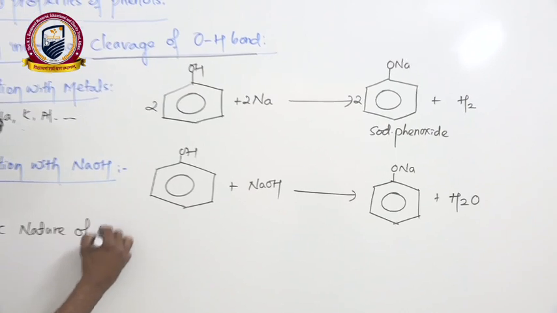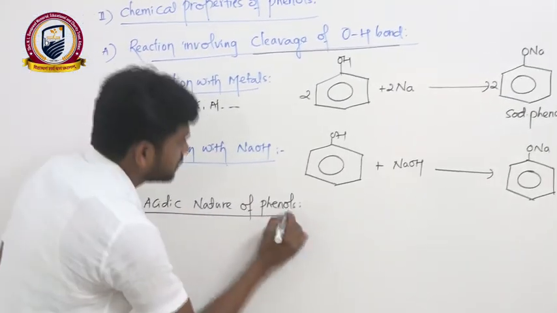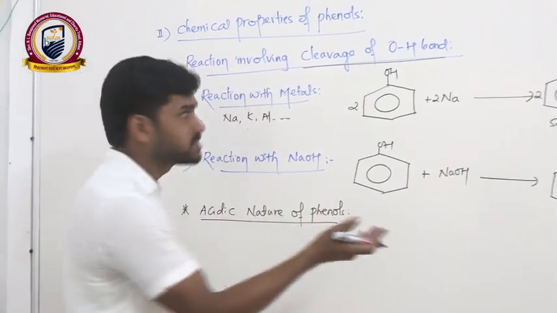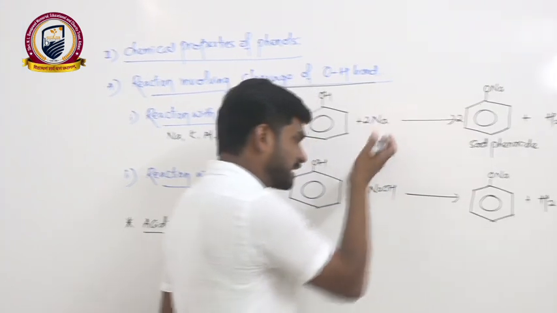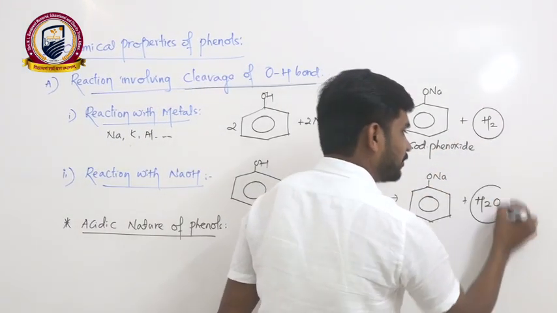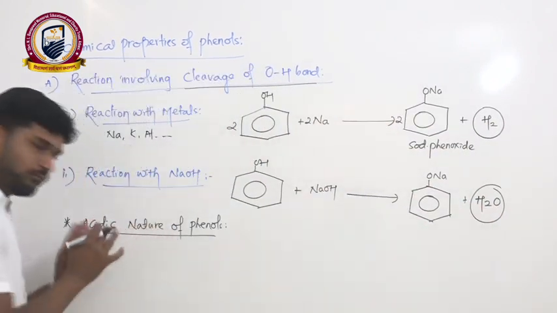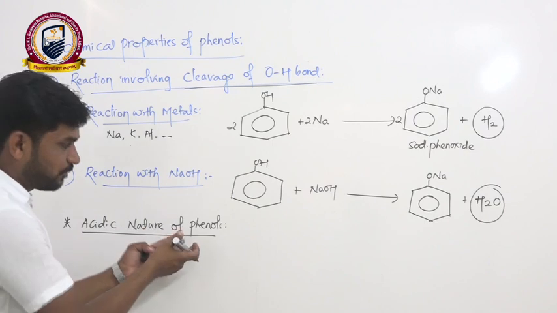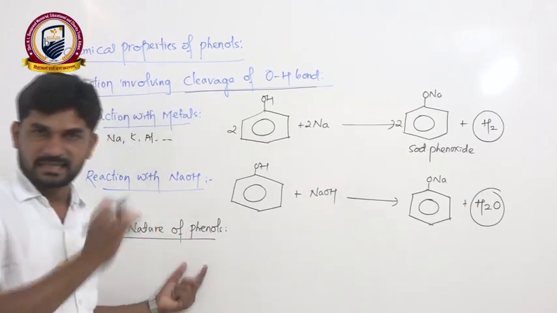Acidic nature of phenols. In case of acidic nature of phenols, these are the two reactions which explain it, because on reaction with active metals and alkali solution, phenol liberates hydrogen gas, H2. Now we have to compare the acidic nature of phenols with other compounds and explain why these are called acidic in nature.